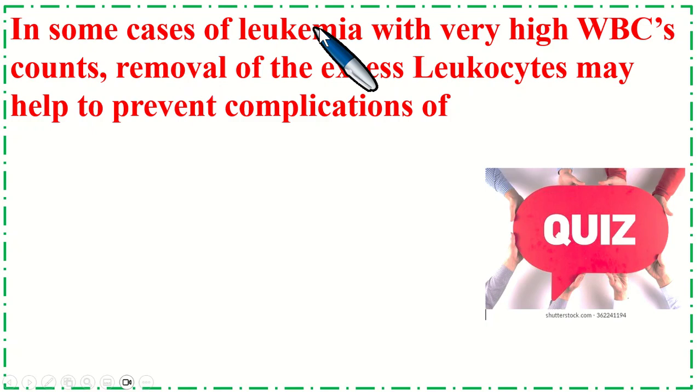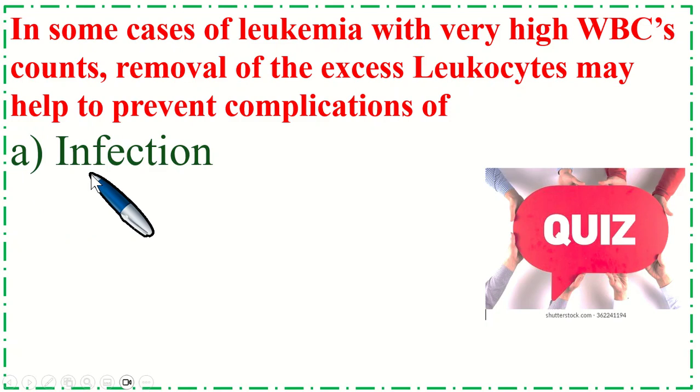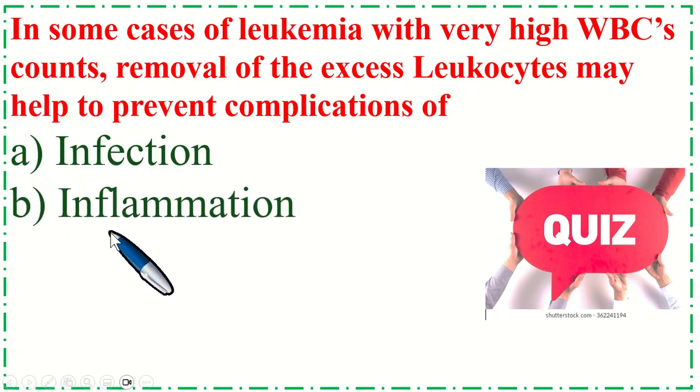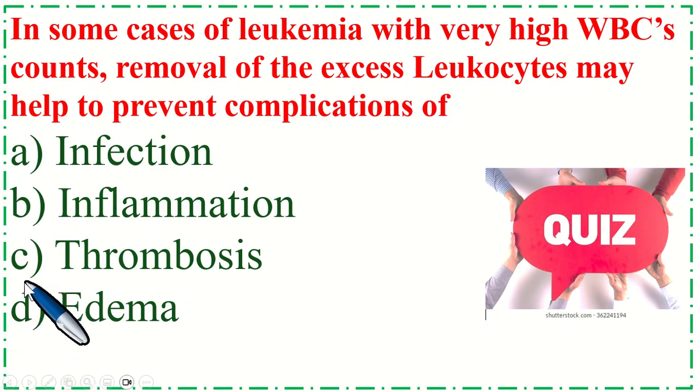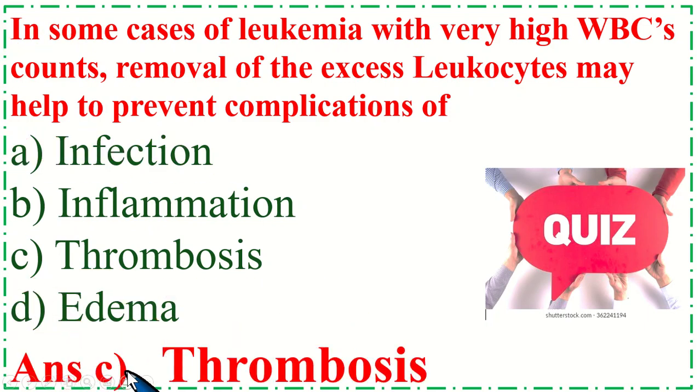In some cases of leukemia with very high WBC count, removal of the excess leukocytes may help to prevent complications of option A infection, B inflammation, C thrombosis and option D edema. Correct option is C thrombosis.